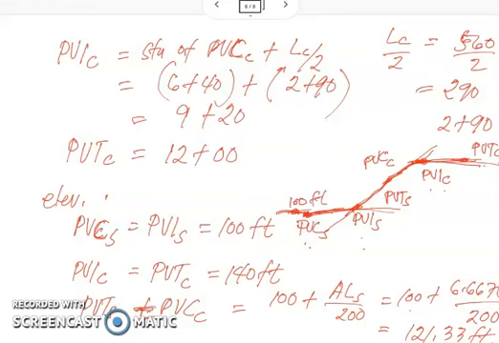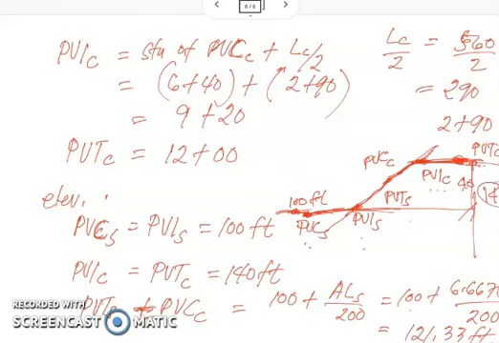Similarly, for the elevation of the PVI for the crest vertical curve, if you draw the tangent line, it will intersect here, which is at the same level as our PVT for the crest vertical curve. And the elevation here is equivalent to 140. So if this is 100, this one is 40. So the elevation of the PVI and PVT is also 140 feet.